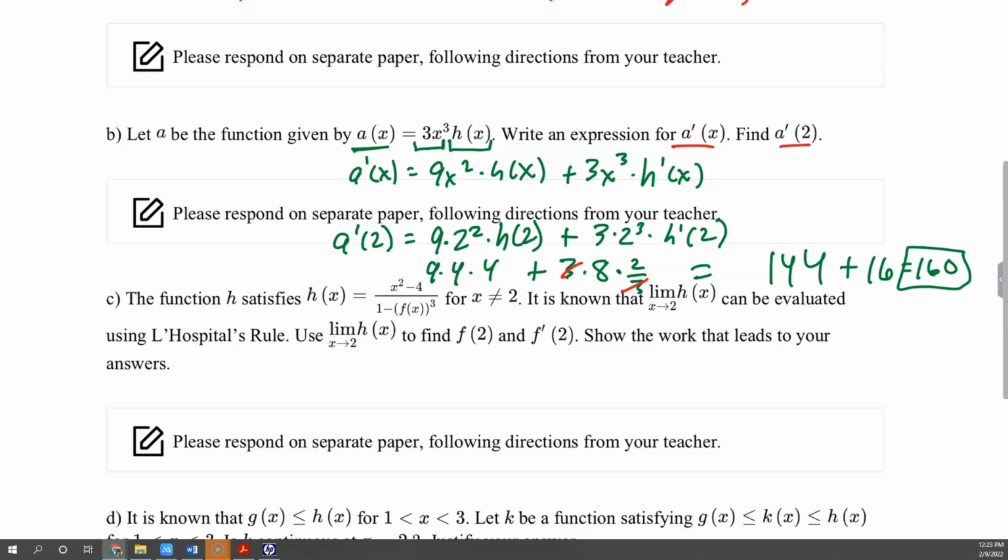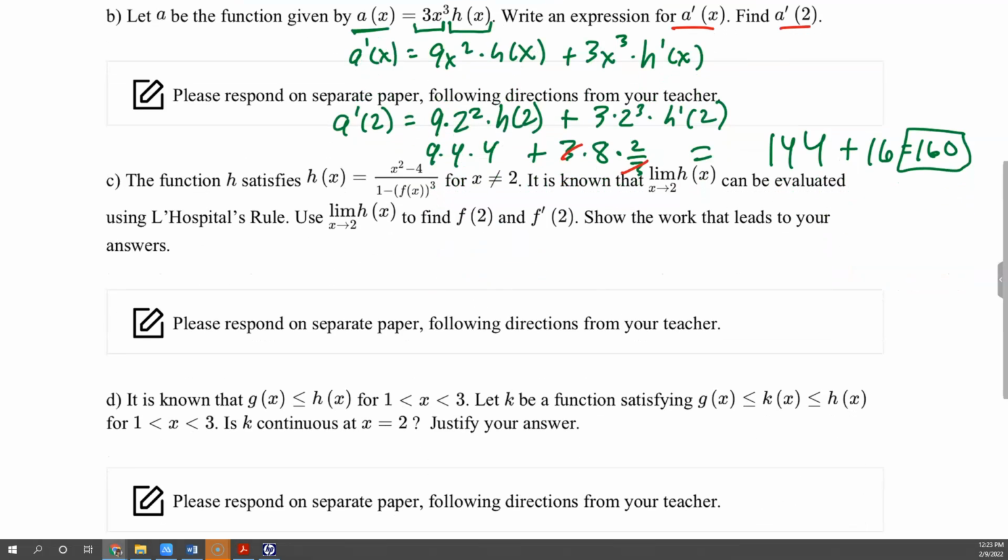The function h. Oh, now you're going to give me the equation. Okay. X cannot be 2. All right. Fine. The limit as x approaches 2 can be evaluated using L'Hospital's rule. Do we remember L'Hospital's rule? Okay.